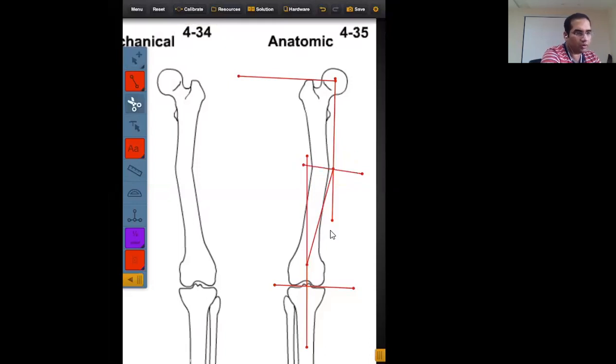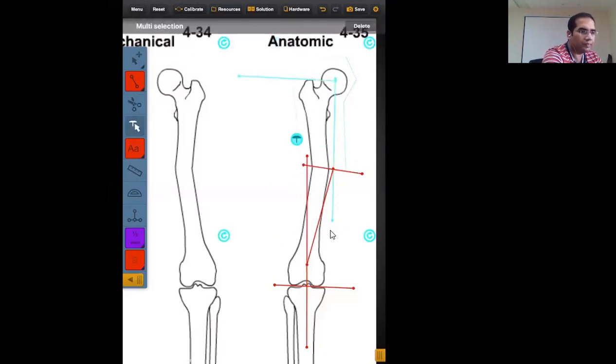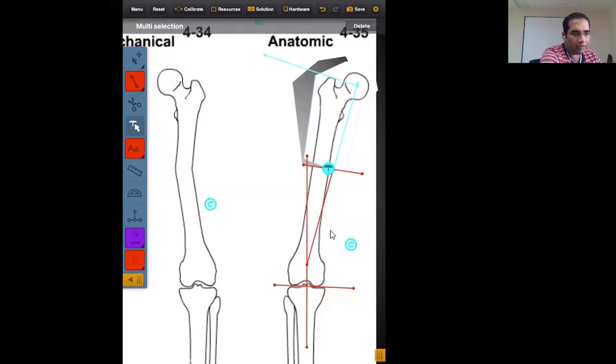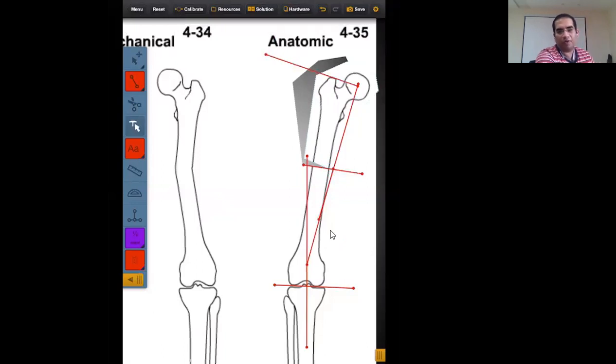Let us do an osteotomy at this place. I'm going to do an osteotomy over here and keep my hinge. I'm planning an opening wedge osteotomy, and this is how I have corrected my proximal part of the femur. Now I have got one deformity left, which is the distal one.